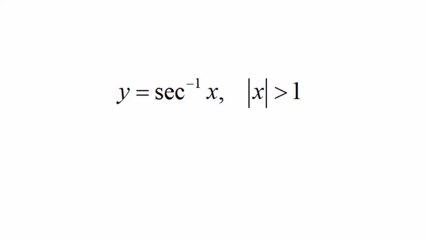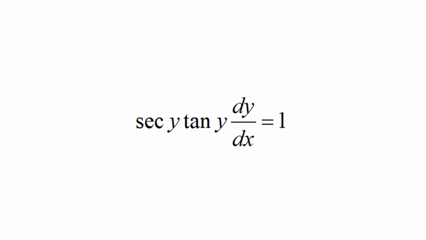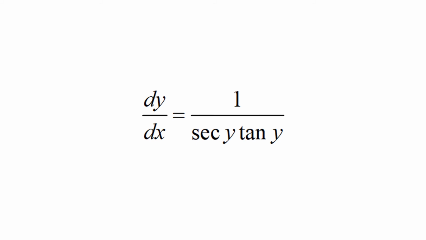We will write y equal to sec inverse of x with mod x greater than 1 in the form sec y equal to x with mod x greater than 1. Now, differentiating with respect to x, an application of chain rule gives that sec y into tan y into dy by dx equal to 1. Since mod x is greater than 1, we have y equal to sec inverse of x lies in open 0 pi by 2 union open pi by 2 pi, and hence sec y into tan y is not equal to 0. Thus, the above equation gives dy by dx equals 1 by sec y into tan y.